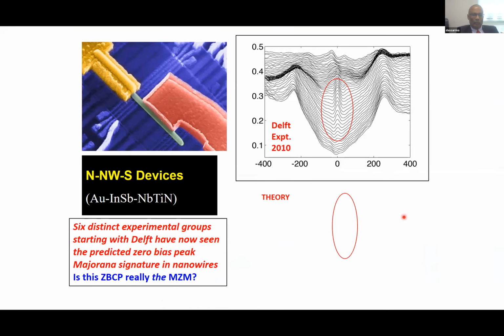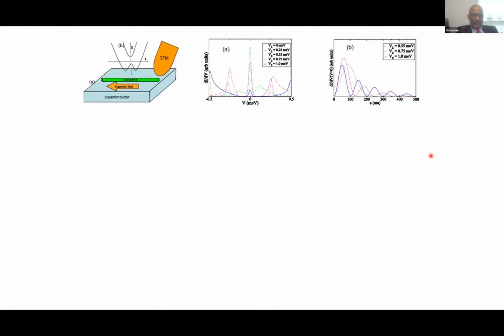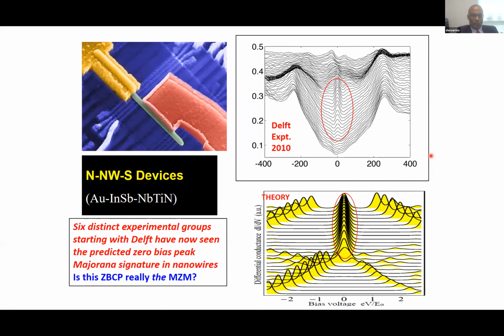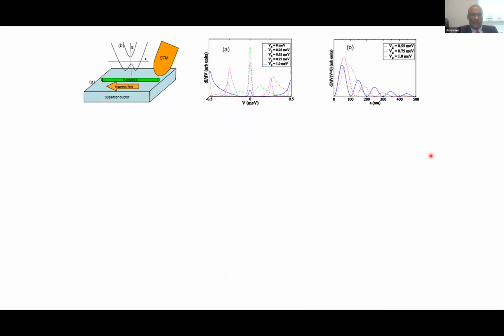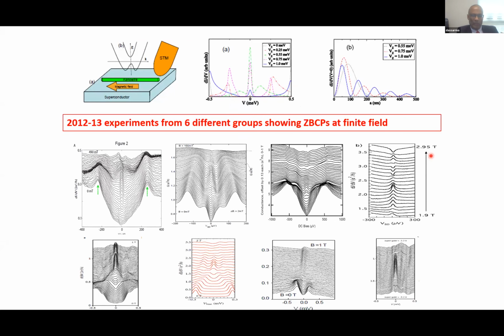So this is the experiment that was done, the famous signature experiment. So the question now is, they saw this zero bias peak. And this is Tudor Stanescu, who will be the last speaker today, his simulation. And this is what in 2012 was shown. So is this Majorana? And this was quickly reproduced by several groups, this experiment, right away, more or less, because many groups are looking at it. 6 different groups reproduced it.